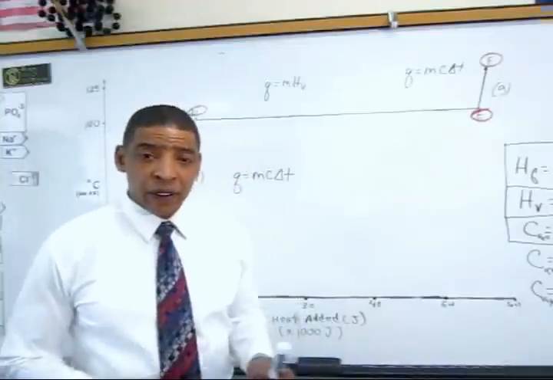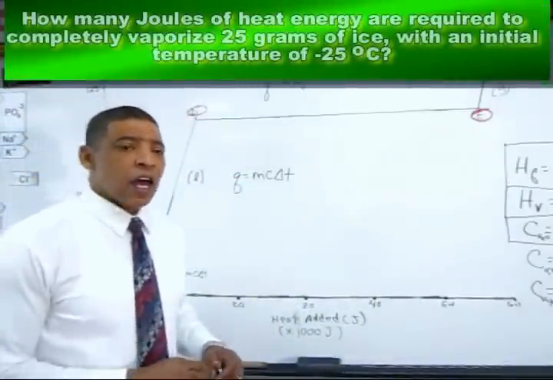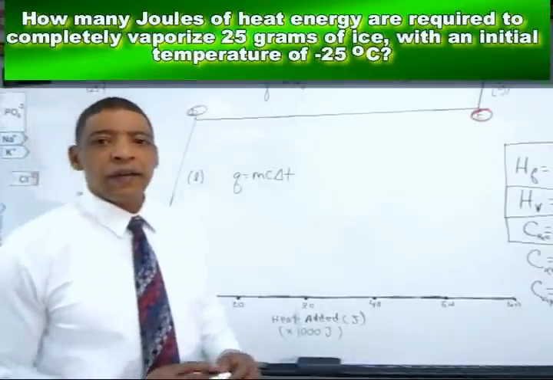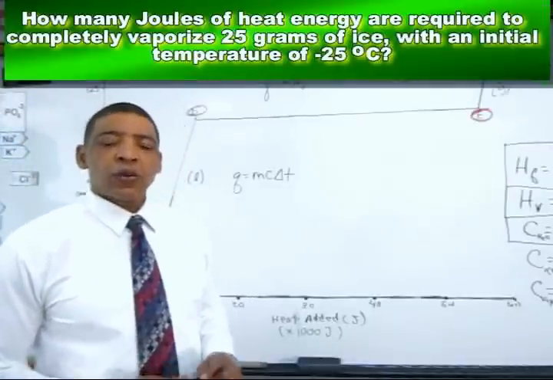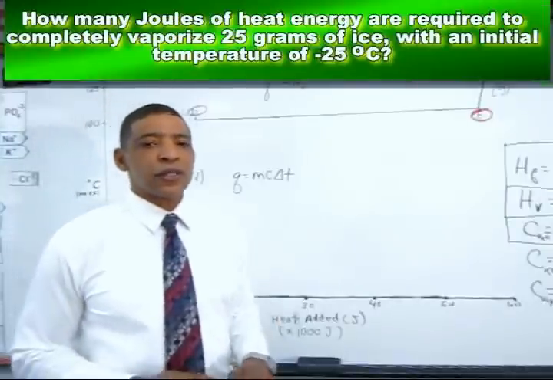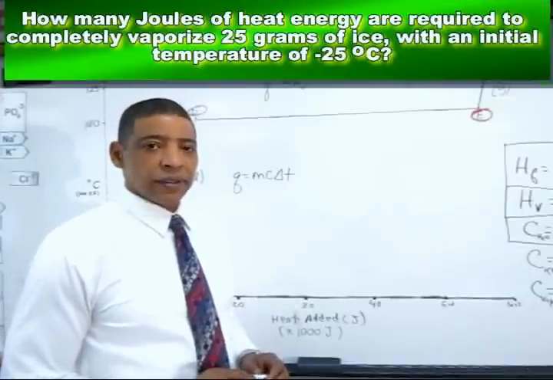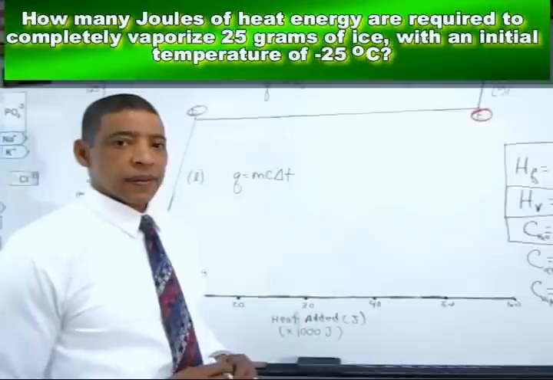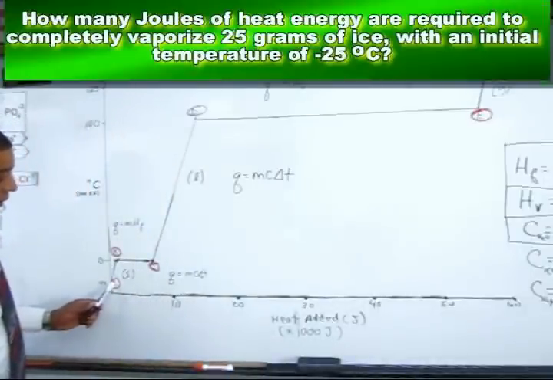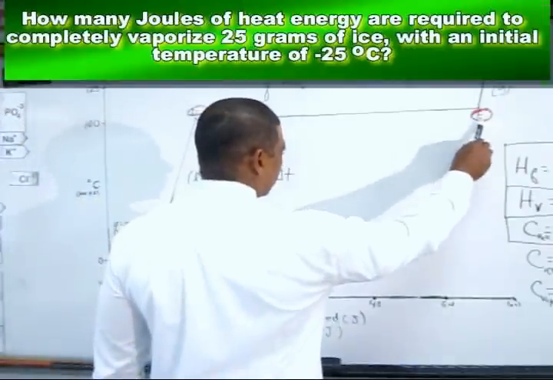Now let's apply what we've learned so far to an actual practice problem. Consider the following. How many joules of heat energy are required to completely vaporize 25 grams of ice that has an initial temperature of negative 25 degrees Celsius? On the heating curve, we are beginning at point A, and we wish to go to point E.